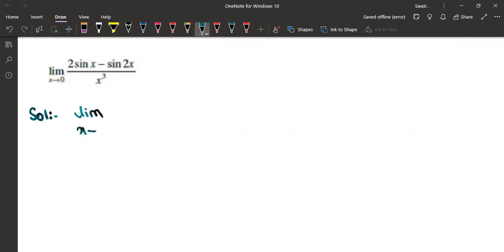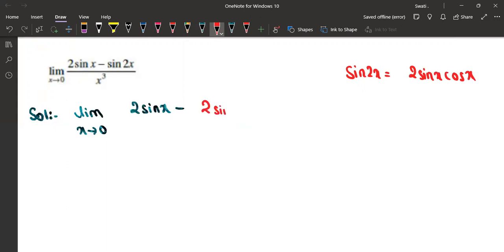Limit x tends to 0, 2 sine x as it is, and minus sine 2x. We have a formula for sine 2x. There is a very famous formula, sine 2x is 2 sine x cos x. Whenever I do any trigonometry related questions and I see sine 2x, I'm like, okay, I have to use 2 sine x cos x. So this formula is so famous. So sine 2x will become 2 sine x cos x, and then upon x cube as it is.